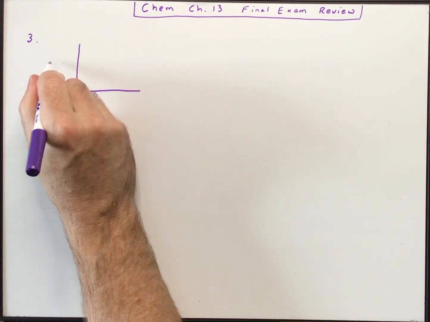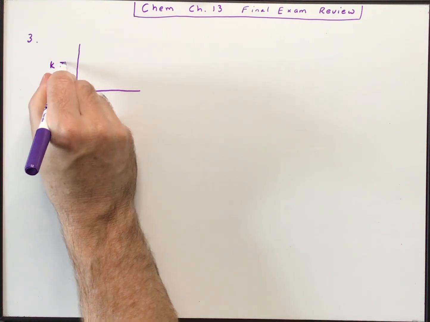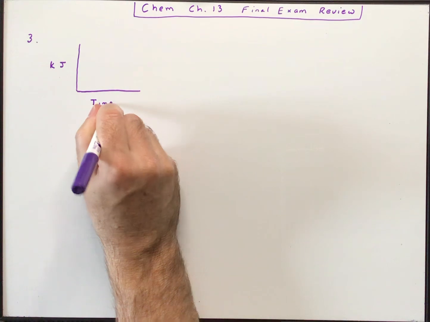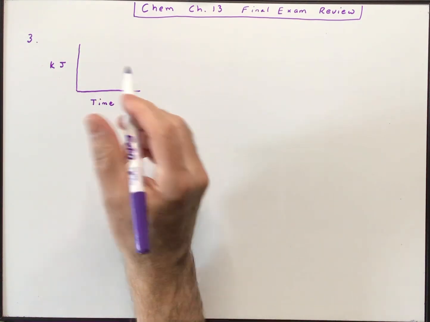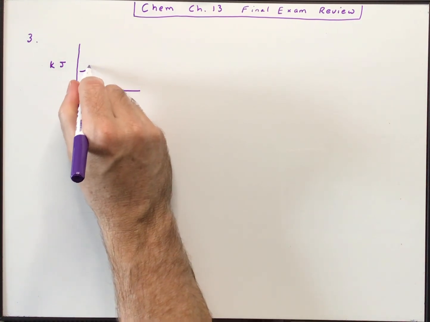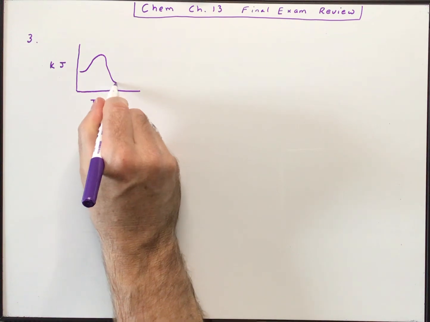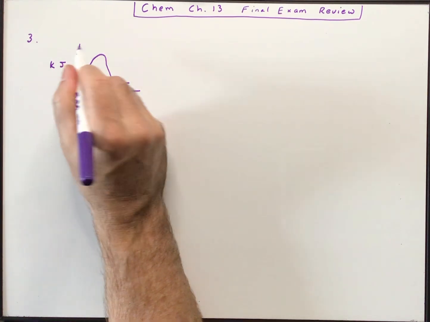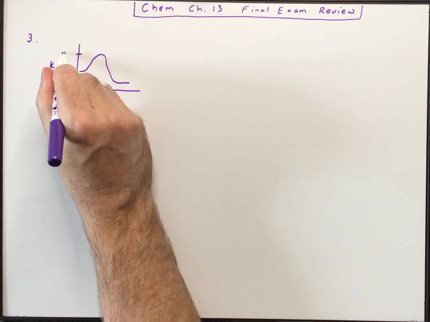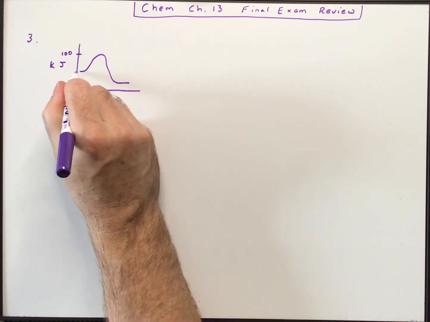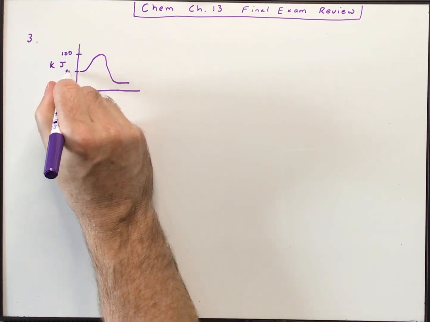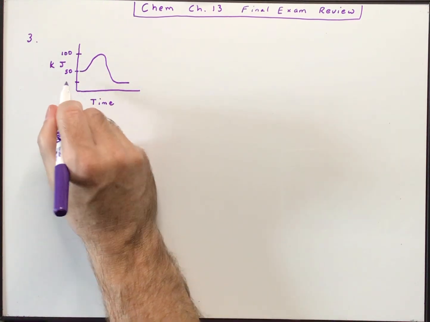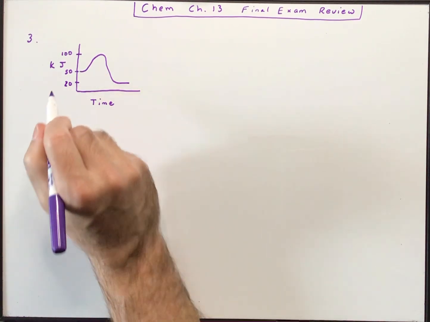So on the y-axis, we would have energy in kilojoules, and the x-axis is the reaction coordinate, that's really just time. So let's say we have a graph that looks like this. And let's say up at the top, that's 100. And right here, let's say that's 50. And then down here at the bottom, let's say that's 20 kilojoules.